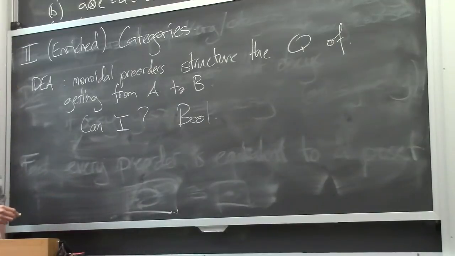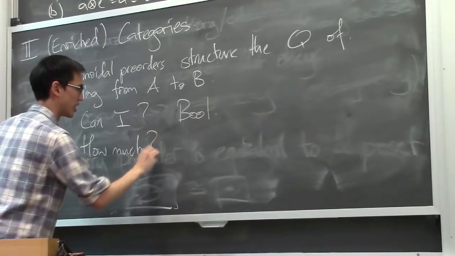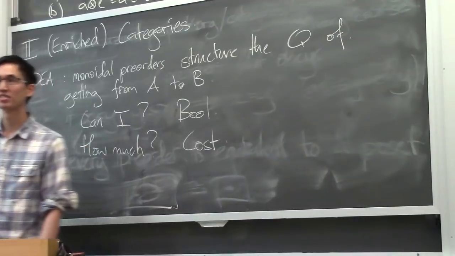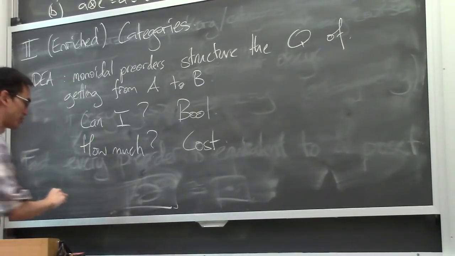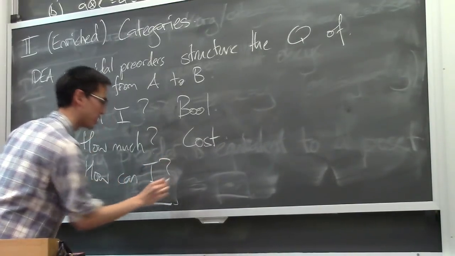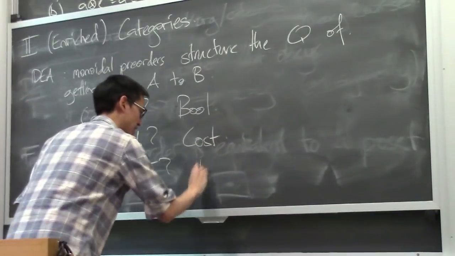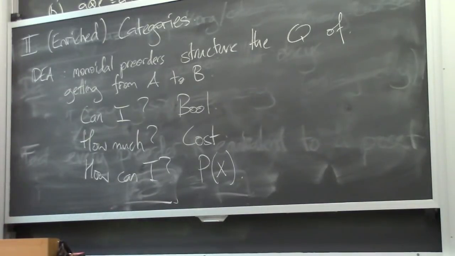Okay. Or you can ask, how much does it cost to get from A to B? And that's answered by some positive real number that says it costs 5 or it costs infinity. Right? And you can also ask questions like, what are the ways you can get from A to B? And so if you have a set X of ways of getting from A to B, then an answer lies in the power set of X.